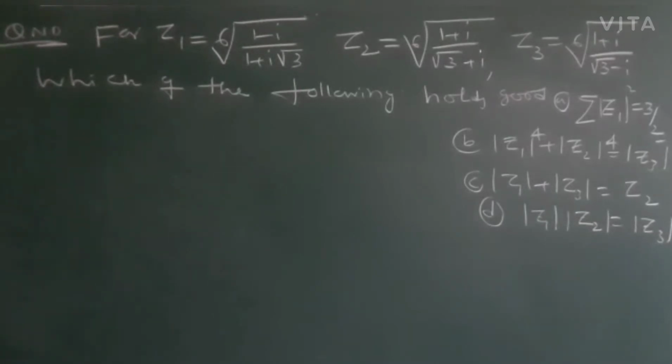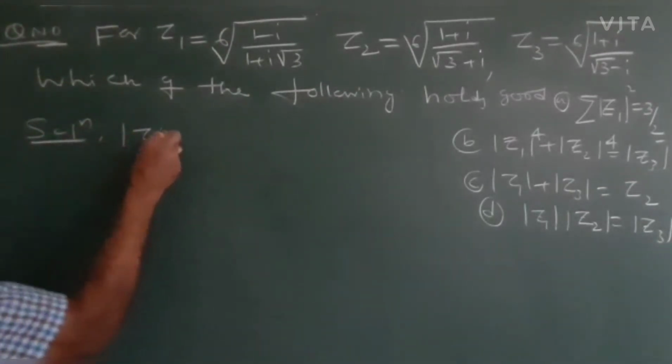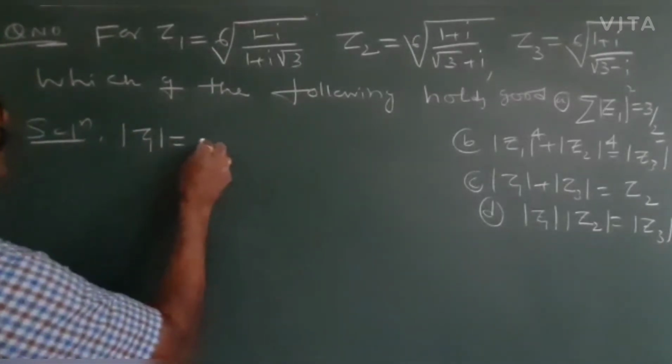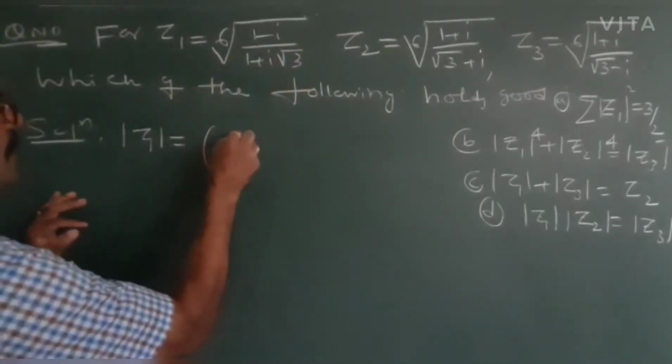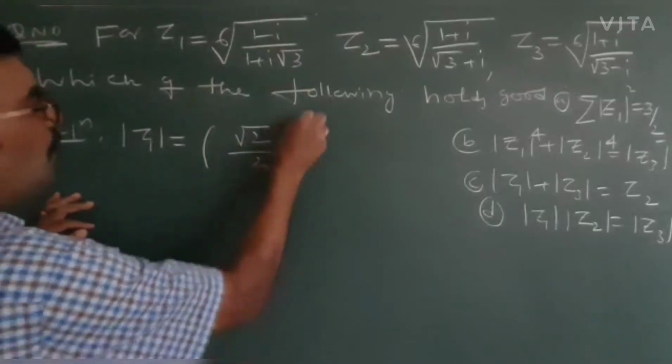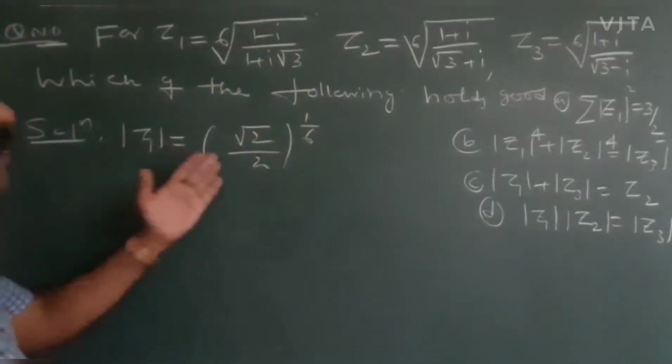Next, option C as mod z1 plus mod z2, mod z3 is equal to z2. Later, we have to verify D as mod z1 into mod z2, mod z1 into z2. So let us see. What is the first one? Mod z1. If I get into the solution of this, mod z1 is equal to, yes, this becomes 1 minus i. Square root means we have to find out modulus, that is root 2 upon 2, power 1 by 6. I have found out the modulus.